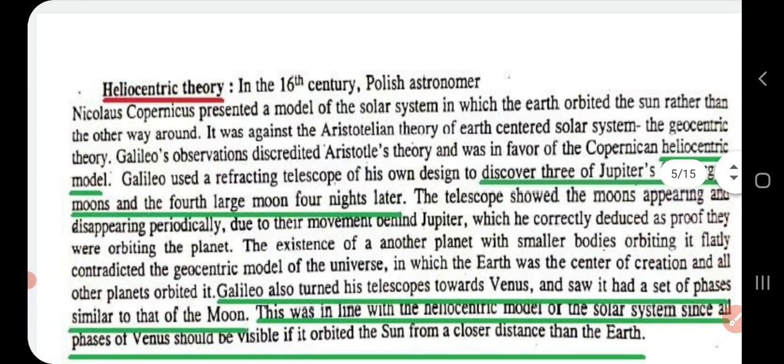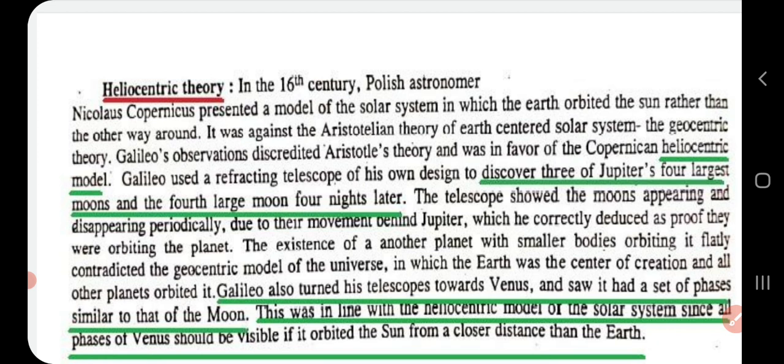Next is about his contributions to heliocentric theory. In the early days, Aristotle proposed that Earth was the center of the solar system and the Sun was orbiting around it. That is called the geocentric model. But later, Galileo and other scientists discredited this theory and proposed the heliocentric theory. Heliocentric theory means the Sun is the center of the solar system and Earth and the other planets orbit around it. So Galileo supported heliocentric theory.